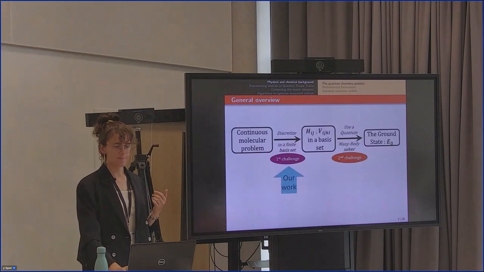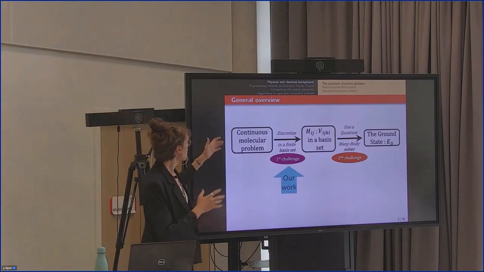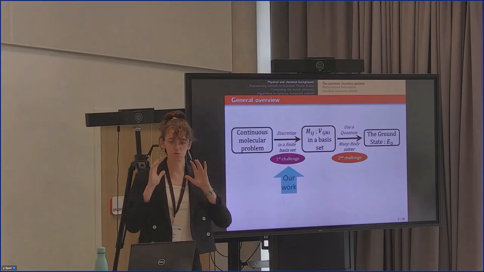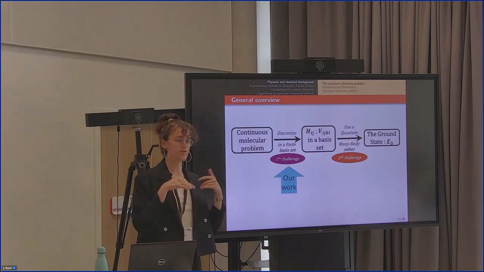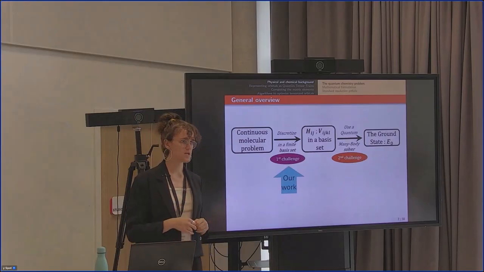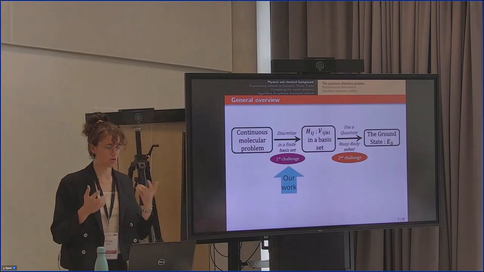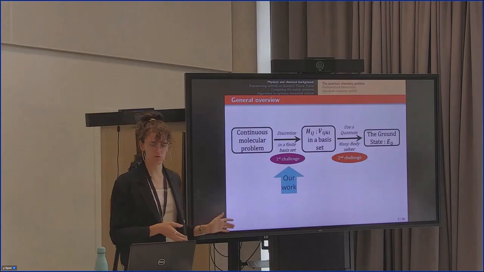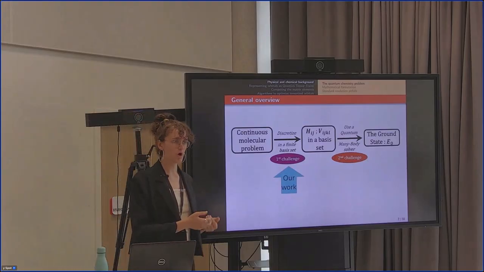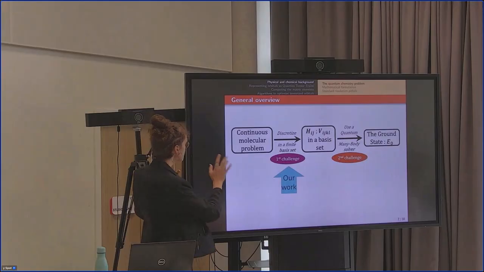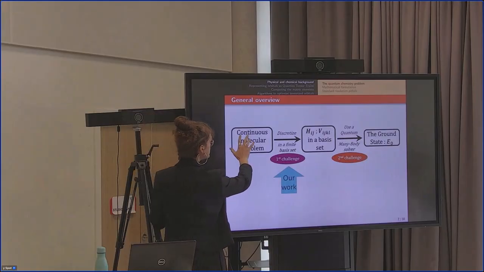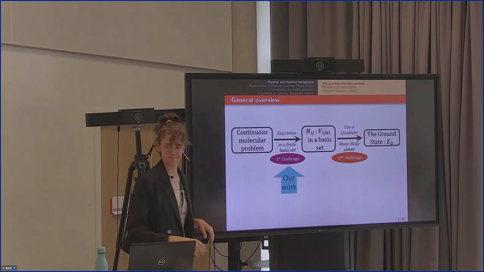Then, as I said before, continuous problem. First part, we discretize this continuous problem onto a finite space using a finite basis set. We compute the matrix elements of the Hamiltonian. We'll get into that later. But then we solve the ground state in this subspace. But really, what we focus on here is the discretization part, the first part.